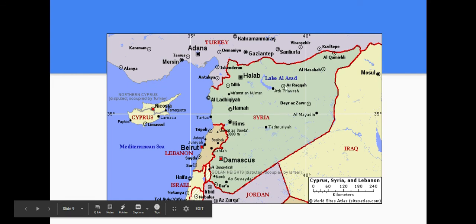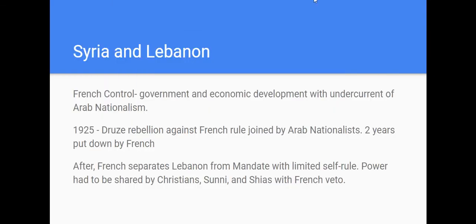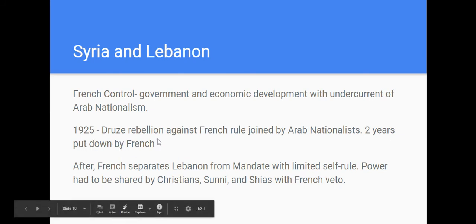Here is Syria, modern-day Syria, and then here's modern-day Lebanon, just as a map to show you. So Syria and Lebanon, French control under the French Mandate. So they established governments and economic development, but of course, in these areas, there's that undercurrent of nationalism. So calling for this idea of throwing away the Europeans and forming local representation and local nation states. In 1925, the Druze Rebellion against French rule, joined by Arab nationalists. Two years later, put down by the French, but again, showing the discontent of the local people, resisting European power.